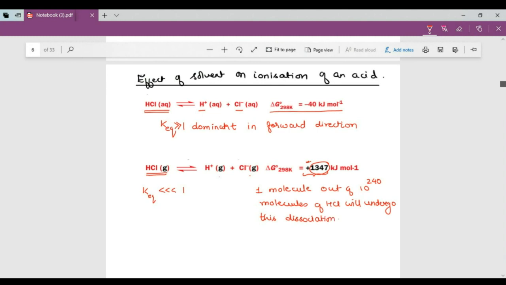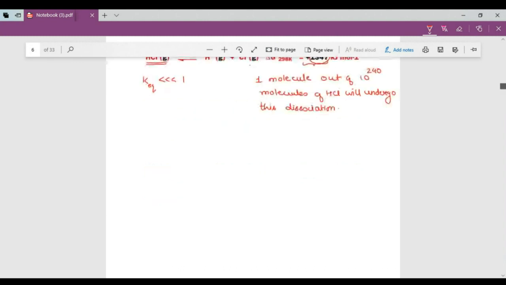So you can get a feel that this is almost a useless reaction for me. I cannot ionize HCl like this as an acid in gaseous condition. So this is not possible.